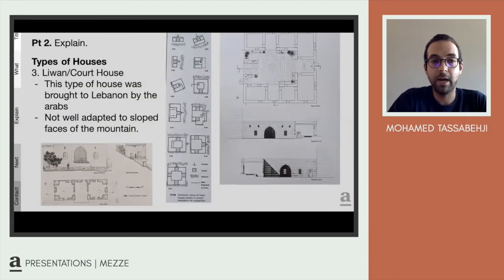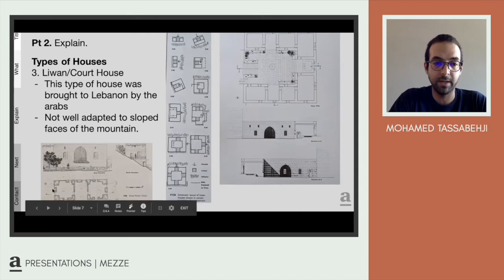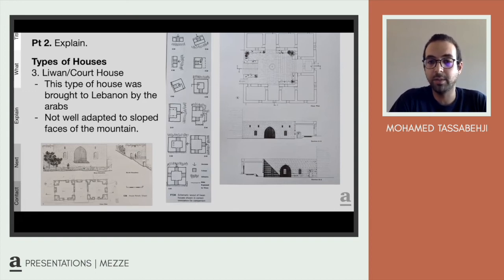The third type of house is called the Liwan house, or what he calls the courthouse. The word Liwan is a Persian term that means open space. This house was imported to Lebanon. It was brought to Lebanon by the Arabs. The concept of this house is that you have three sides. If you follow my cursor on the bottom left-hand side, you have three sides that are closed and one side that's open. They believe that this came from Bedouin architecture, which wanted to enclose three sides and keep one side open to the wind.